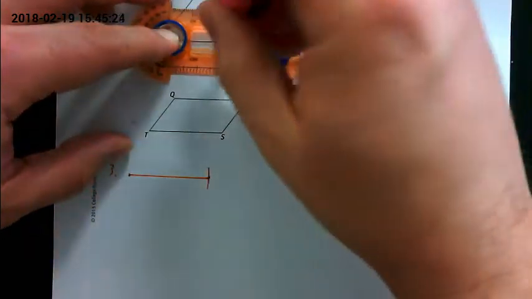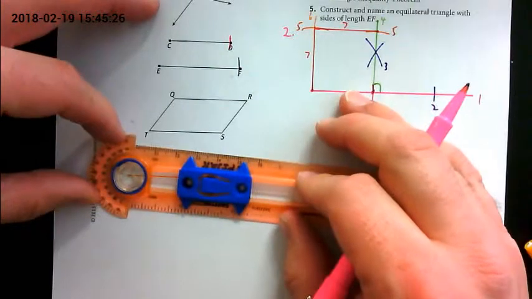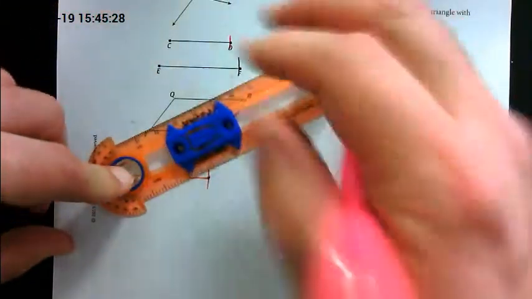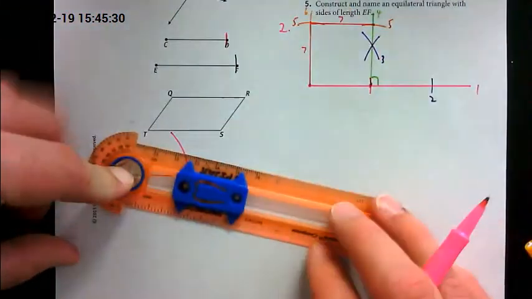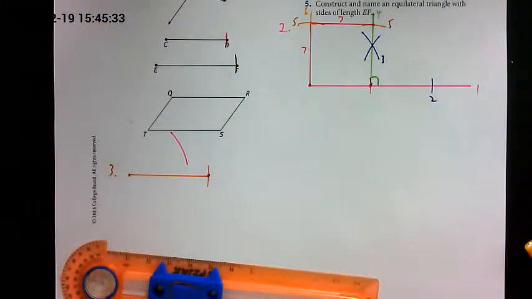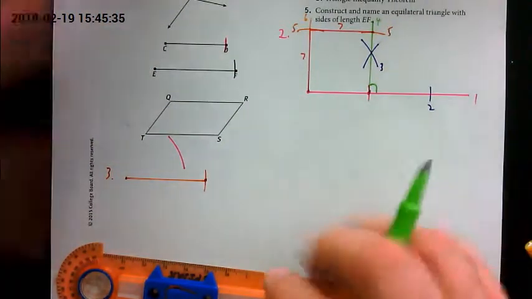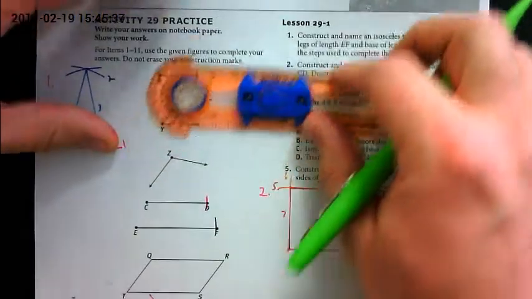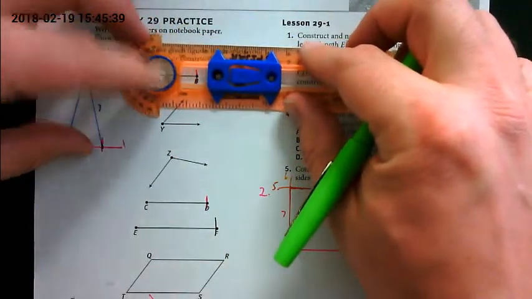I'll use pink on this one since I already had that marked with pink. Go from here. I'm going to do an arc there, like CD. And finally, go all the way up back to AB at the top, get that length.